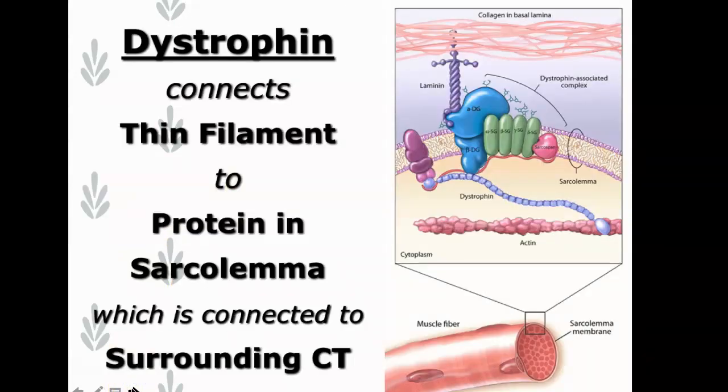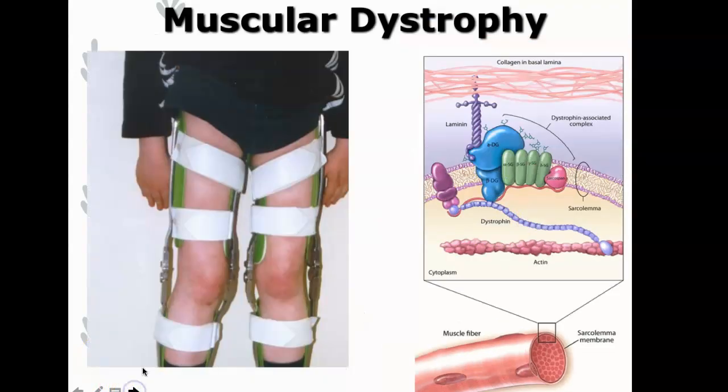What's interesting, just to correlate a little bit of clinical pathology, is you have this protein called dystrophin that connects the sarcolemma to the surrounding connective tissue. So it kind of keeps the sarcomeres anchored. If there is a mutation within this protein, that's what causes muscular dystrophy. And so patients with this, their skeletal muscles are unable to contract appropriately, and they end up needing physical therapy, help walking, et cetera, et cetera.